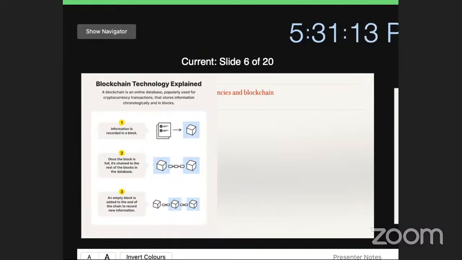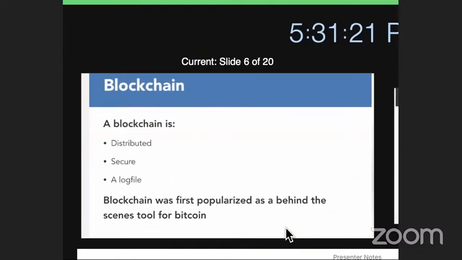Blockchain fulfills essentially the same function. Blockchain is nothing but a distributed ledger technology. It's an online database that is particularly used for cryptocurrency transactions like Bitcoin. Whenever we think about blockchain, we think about cryptocurrency.